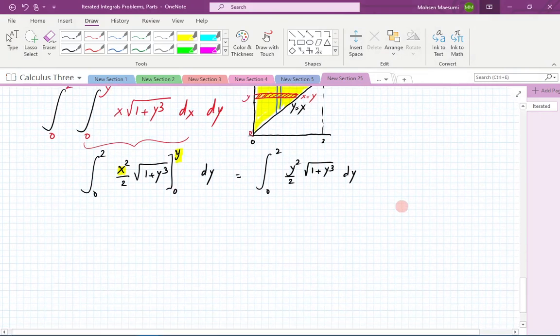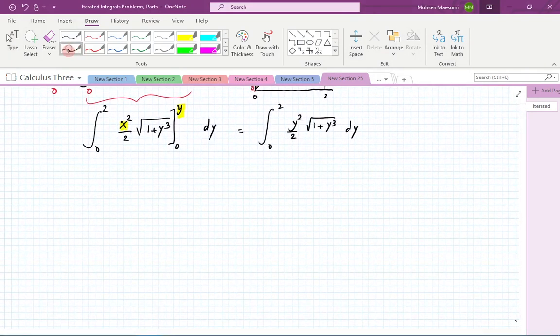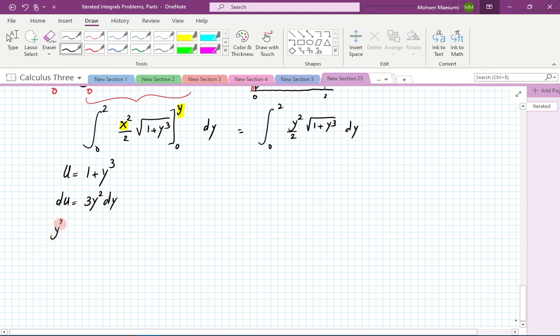Well, let's do a u substitution. U, my integrand. Why is that a good idea? Because du is 3y squared dy. Therefore, y squared dy can be substituted.